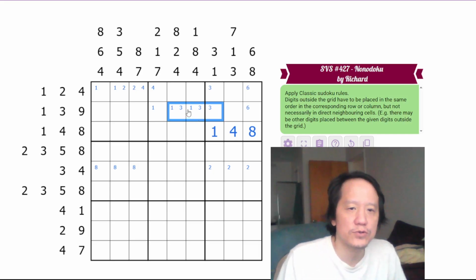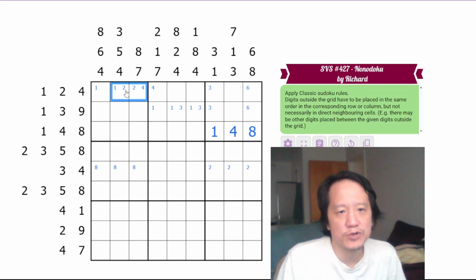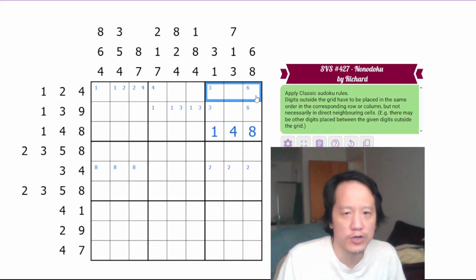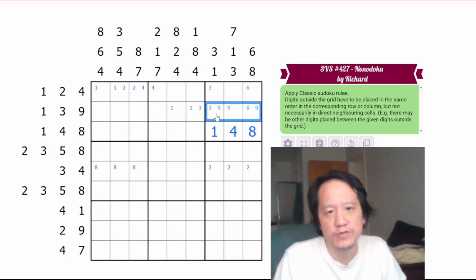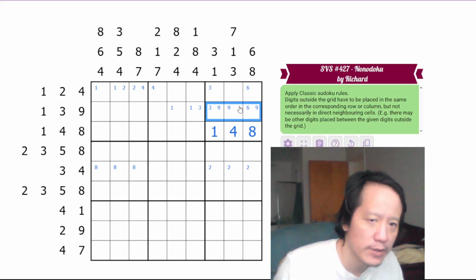Okay, so 2 can never be here because we know one of these digits is a 2, right? Because 4 can't be here, 4 can't be here, and 4 can't be here in row 1. So 2 has to be one of these two. So this can never be 2, 1 here. So this can't be 1. So 1 is one of these two, which means 3 cannot be here. So 3 is one of these two. 9 has to be one of these 3. Okay?